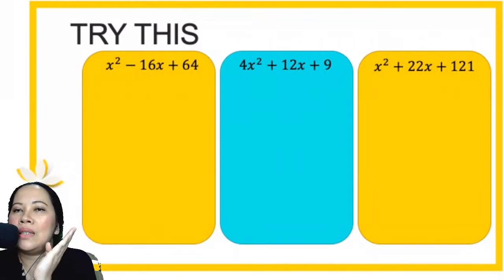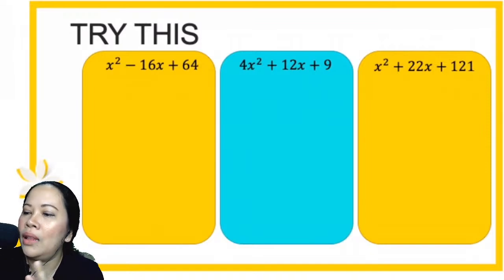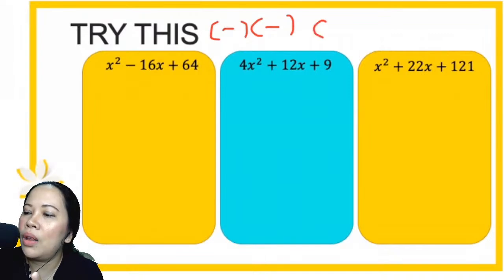So step number 1 for perfect square trinomials is to check the first and the last term. If the first and the last term are perfect squares, that could be a perfect square trinomial. The second thing to check is if the sign of the last term is positive, then it is a perfect square trinomial. If the middle term is a negative number, both factors should be negative times negative. If the middle term is a positive number, both factors will be positive times positive.